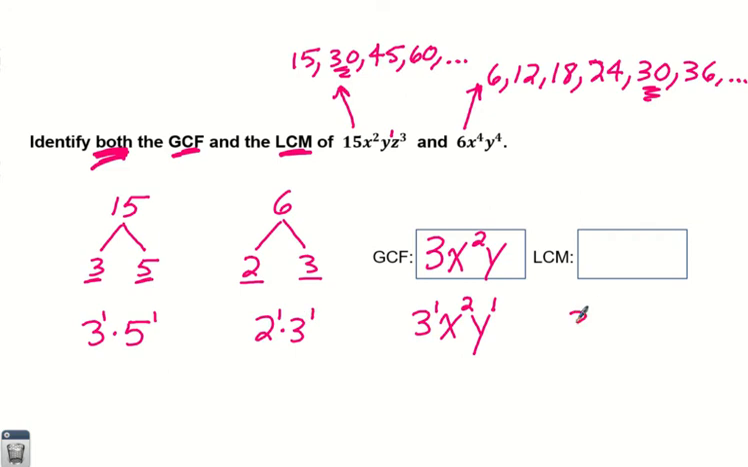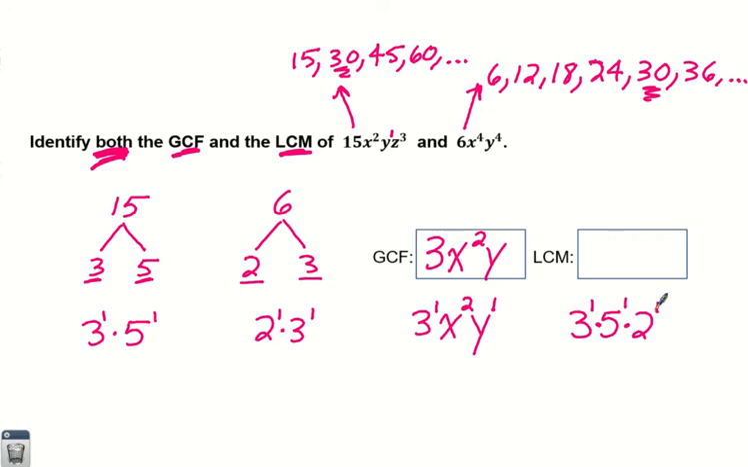It's a tie, so 3 to the first goes in the LCM. Let's do the 5's next. We have 5 to the first versus no 5 at all. Which one's bigger? Well, it looks like 5 to the first is bigger. And then as far as the 2's go, same kind of thing. We have 2 to the first over here, no 2 at all, like 2 to the 0 over here. Which one goes in the LCM? The larger one, so 2 to the first.